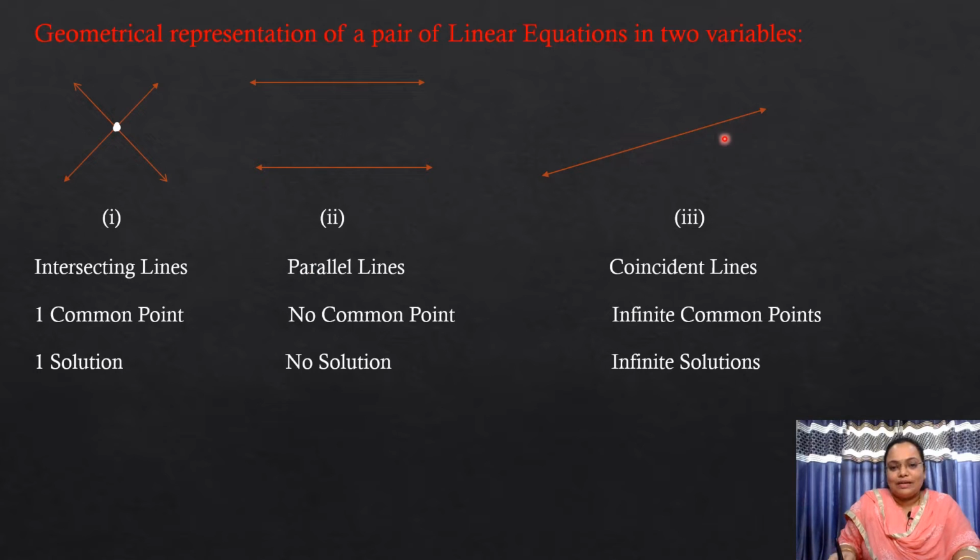The third one is coincident line. Yes, so the coincident line has infinite common points. Therefore, they have infinite solutions. Okay. So every point on the line is the solution. So therefore, they have infinite solutions.